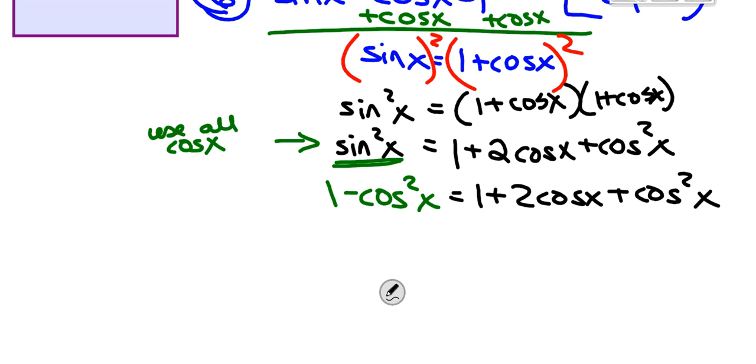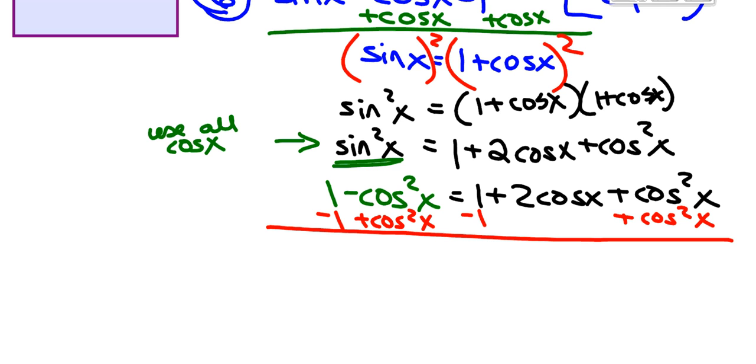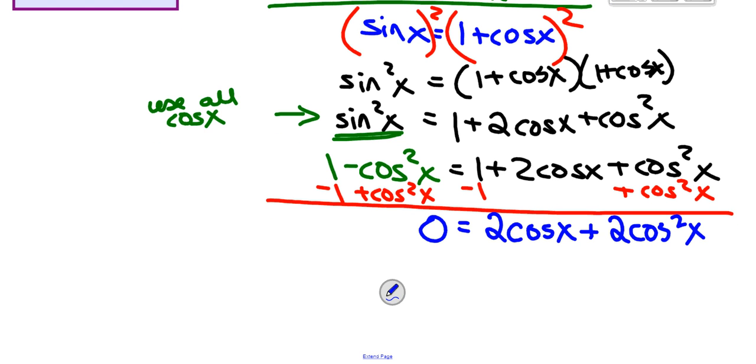Now, essentially, I want to get one side equal to 0. I'm going to subtract 1 from both sides. I'll just subtract it there. It's going to disappear. I'll add cosine squared x to both sides. When I do all that, the left-hand side is going to be 0. And on the right-hand side, the ones cancel, and I'm going to get 2 cosine x plus 2 cosine squared x. It really doesn't matter whether I write it in that order or the other way, so I'll just write it as is. 2 cosine x plus 2 cosine squared x. What do you notice?